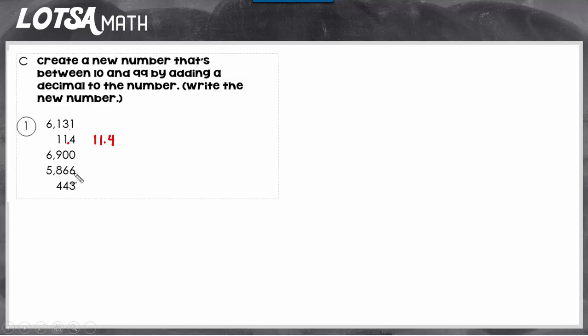All right, let's skip to this one, 5,866. If I put it there, I'm going to have 586, and that's not between 10 and 99. So let me try it here. If I put it there, I would have 58 and 66 hundredths. So 58 is between 10 and 99, so that's where I need to keep it. 58 and 66 hundredths.